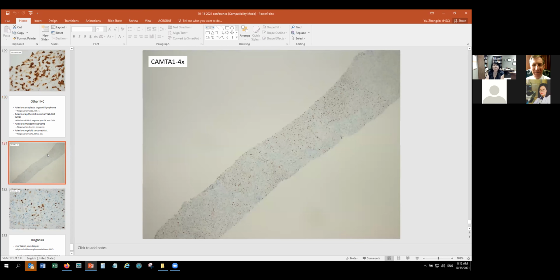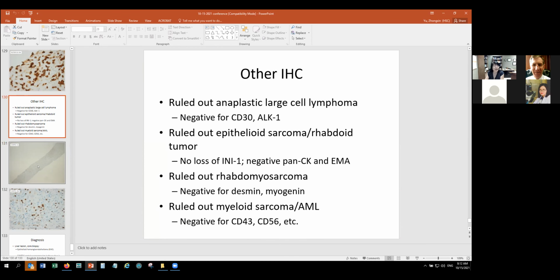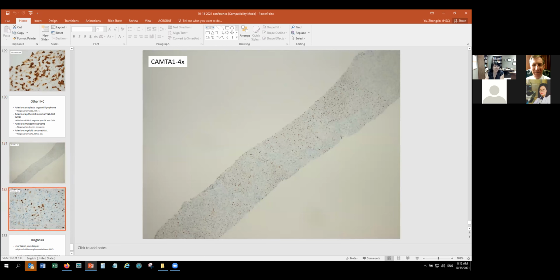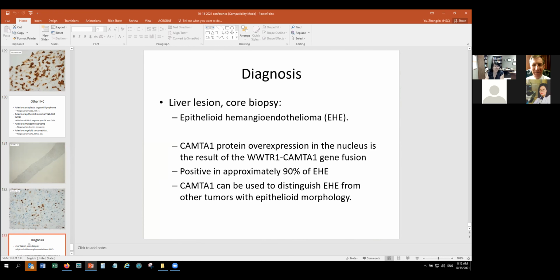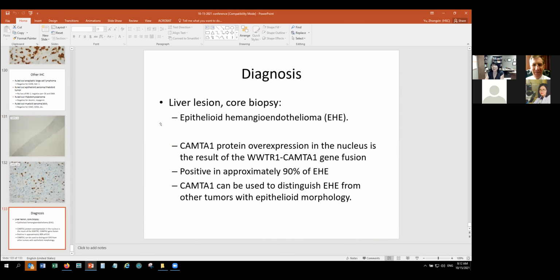So in the meantime, we send this case for a special stain. It's sent out to Mayo Clinic, takes a few days, so we have to wait. When we did tumor board at that time, we did not have that yet, but later on we got this staining, as you see, positive. So for this case, the diagnosis is epithelioid hemangioendothelioma. I'll just quickly mention CAMTA1.